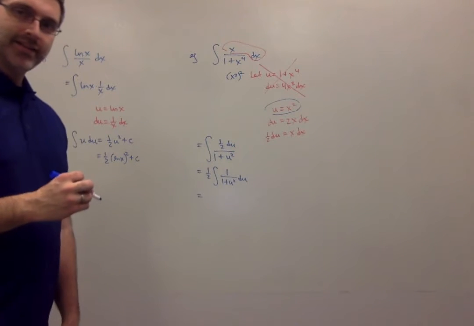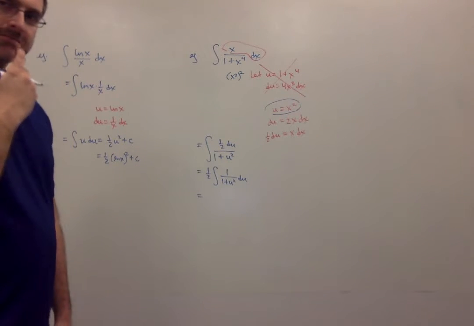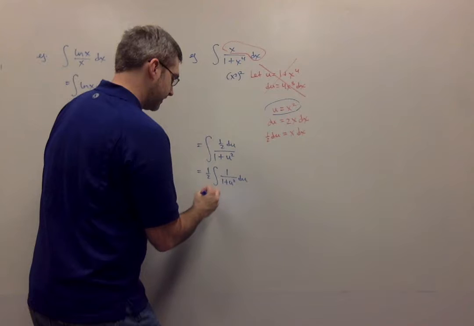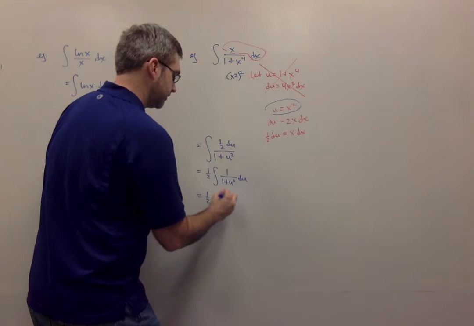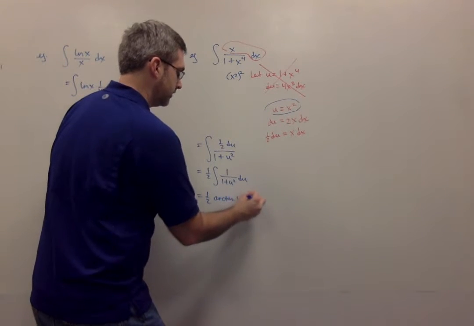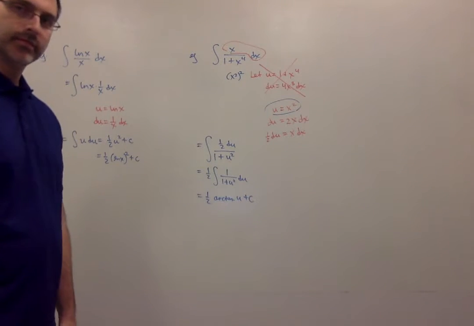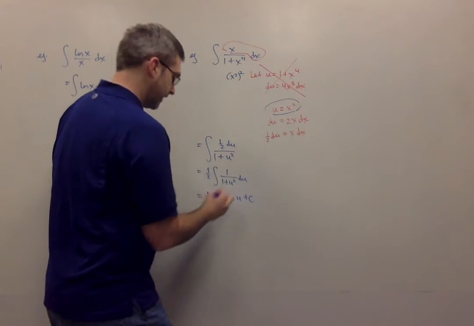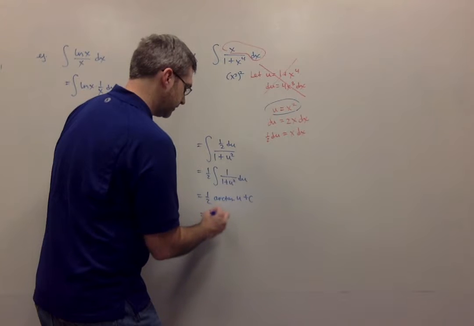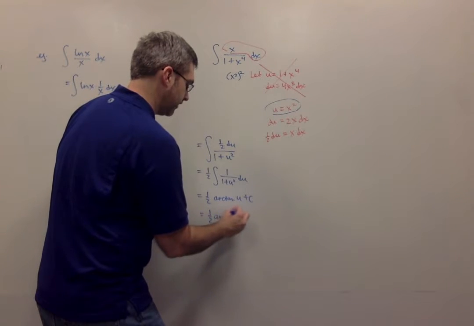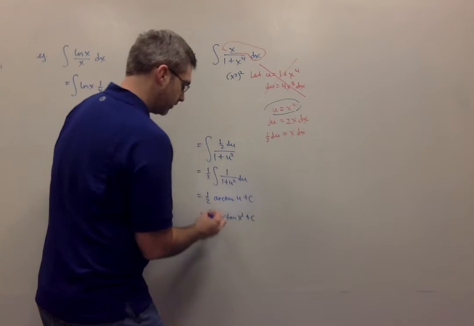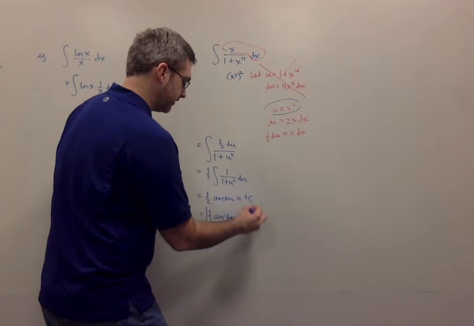We had an inverse trig function that did that. That is arctangent. Remember that? And u is actually x squared. So the antiderivative here turns out to be 1/2 arctangent of x squared plus c.